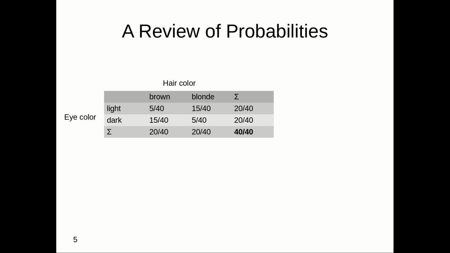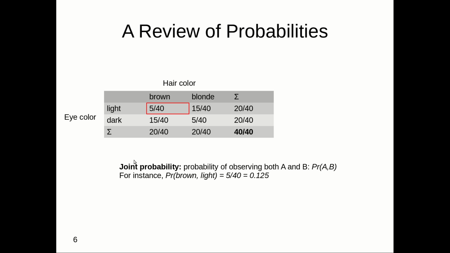Okay, so to start, we will have a short review of probabilities so that we know what we're talking about. We have this table here with two characteristics, hair color and eye color. Hair color can be brown or blonde, and eye color can be light or dark. So basically we have a sample here with those two properties.